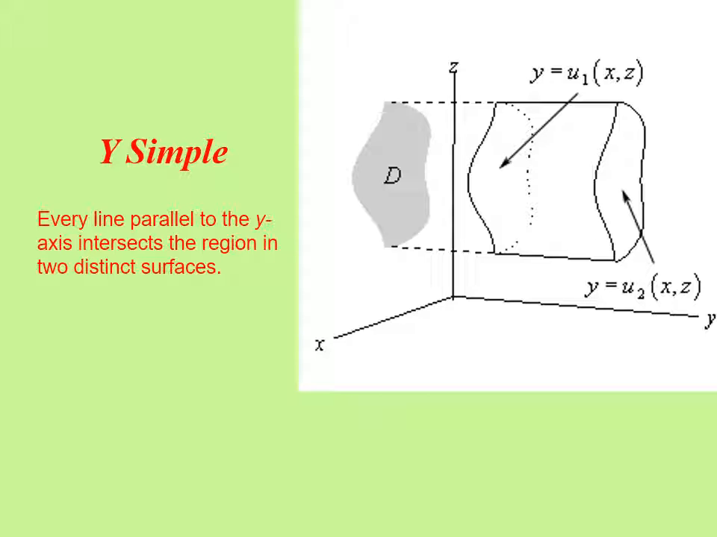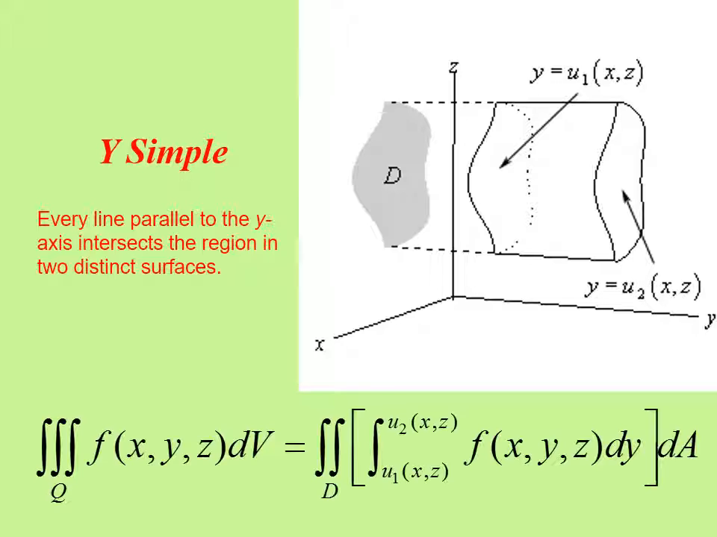So finally, a region that is y-simple would be one where we pass lines parallel to the y-axis through the region and they contact two distinct surfaces. And again, that just indicates that we'd be integrating with respect to y first and then describing the remaining region in terms of its projection onto the xz plane.